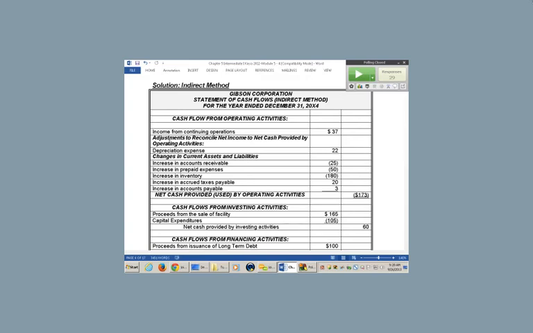All right, so does anyone have any questions now regarding the nature of the cash flow statement on an indirect basis?